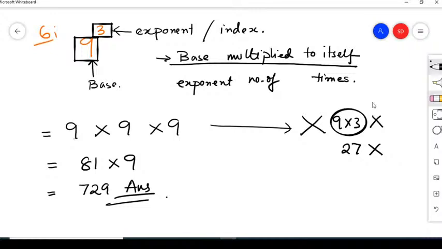Okay, somebody has asked whether we have to write the unit, like 40 plus 40 is equal to 80 minutes? Yes, you have to write the unit.